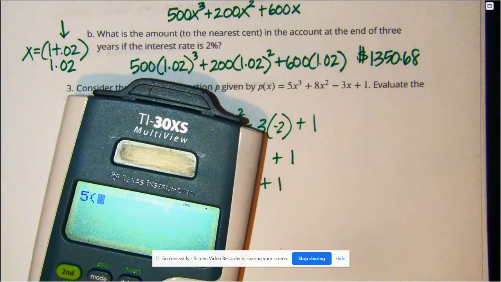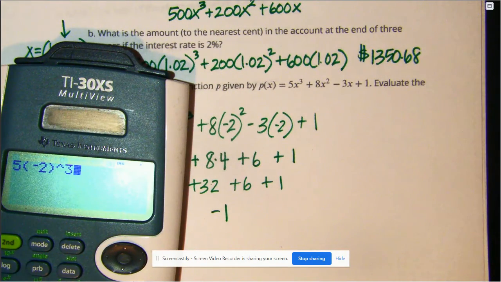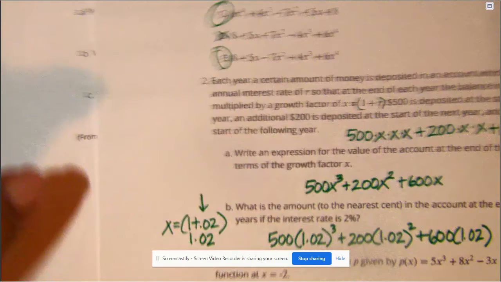5 times negative 2 to the third, plus 8 times negative 2 squared, minus 3 times negative 2, plus 1, negative 1. All right. I still got a job. All right, moving on. Number 4.